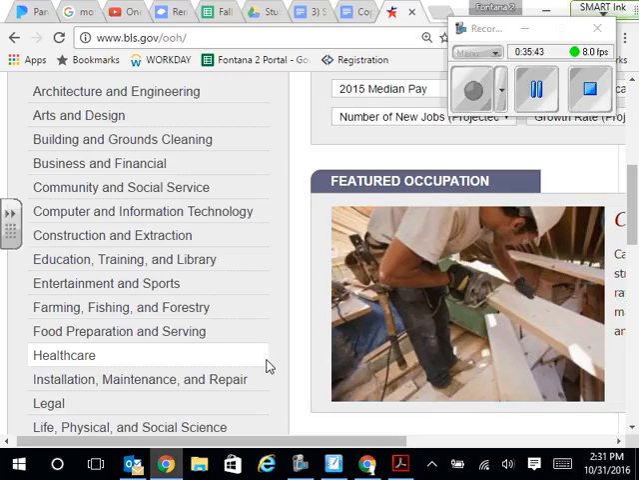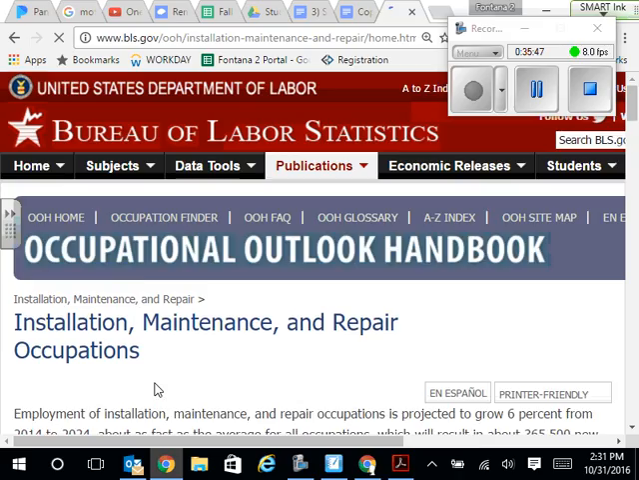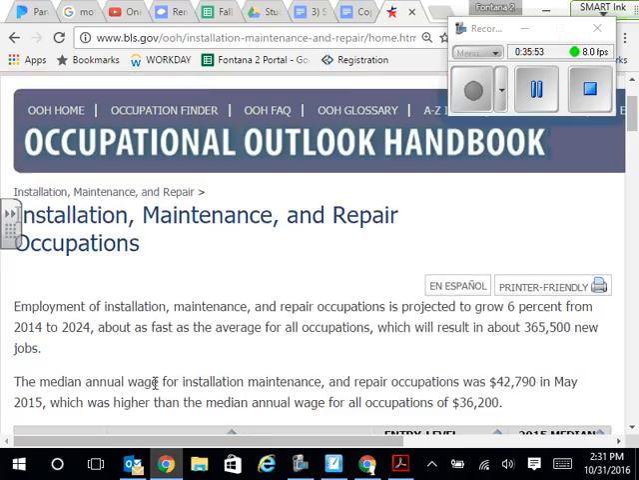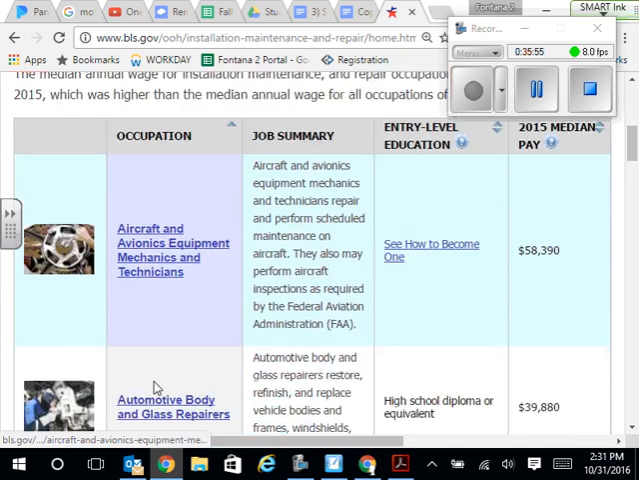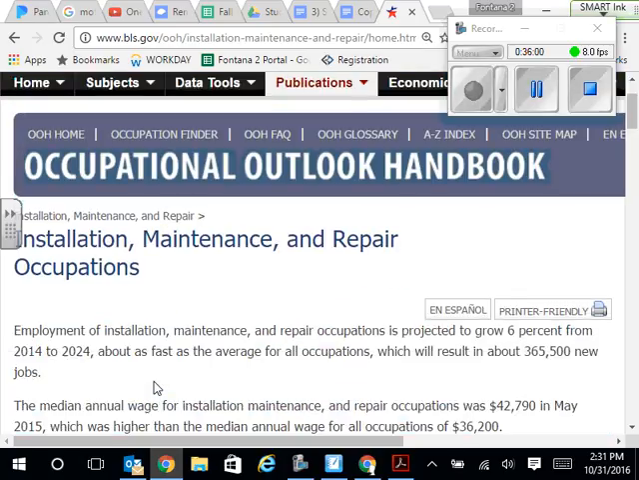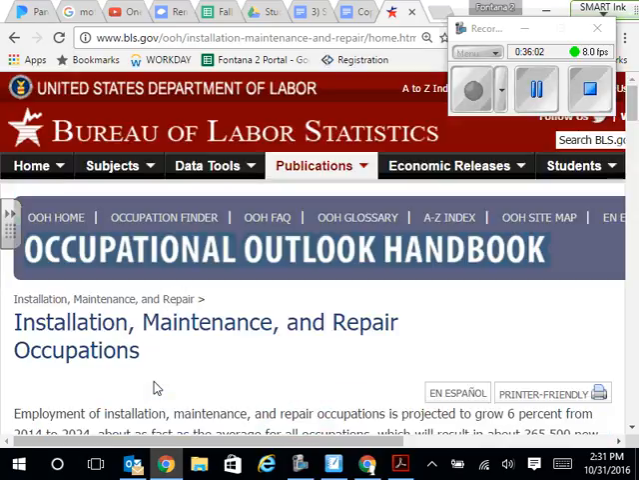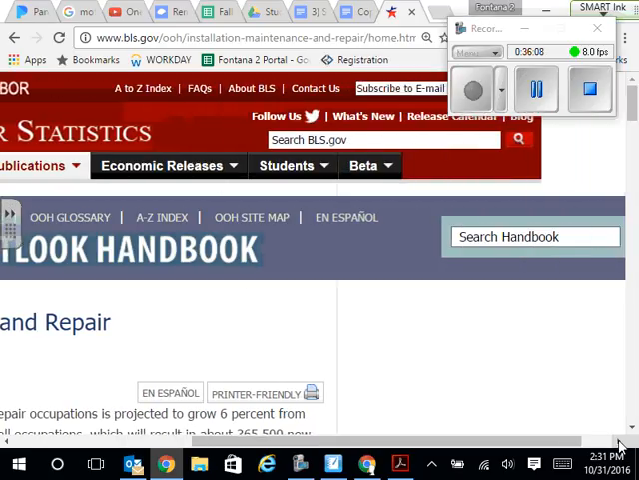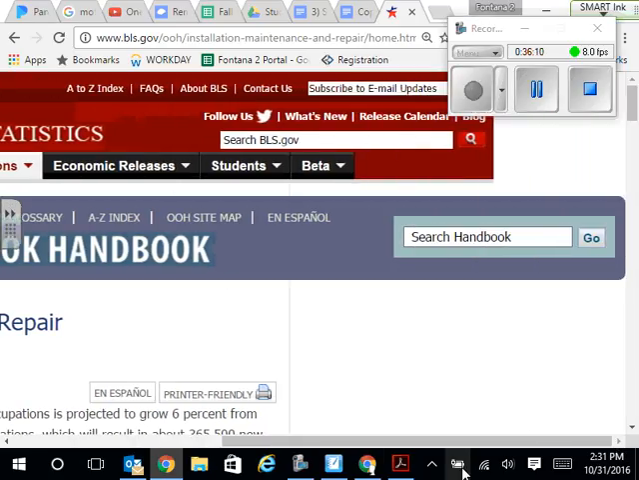All right. For those who are still listening, of course, we're trying to look up so you can have an idea of what to do in the case that all this won't be repeated next class. About as fast as average, which results in 365 new jobs. Median wages in May. Ratio is higher than median annual for all occupations. They have the different jobs, but they don't say how many people.